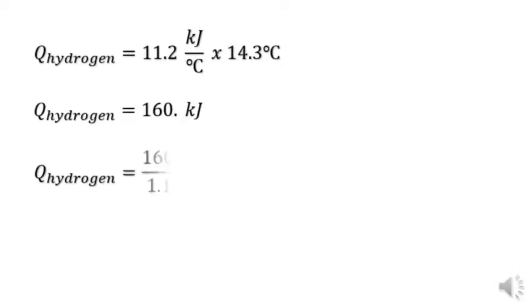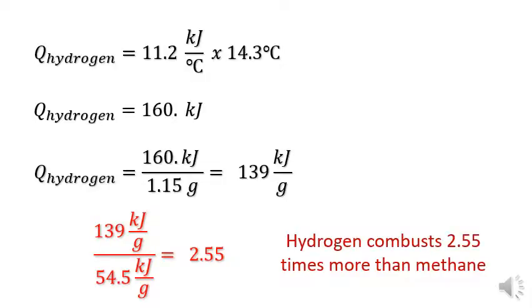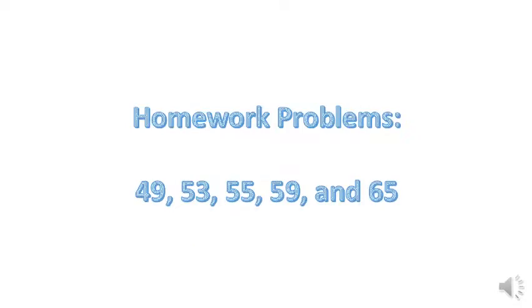And basically you're going to do the same thing then with hydrogen. And then per gram, it asks you to compare those two. So what this means is hydrogen releases 2.55 times more heat than methane. Those problems are your homework.